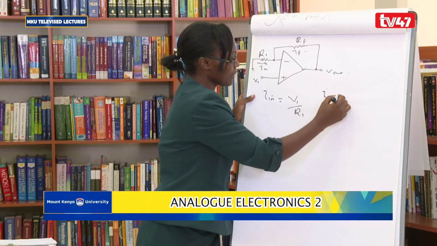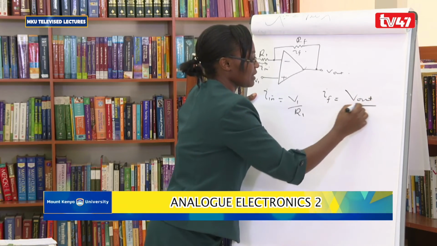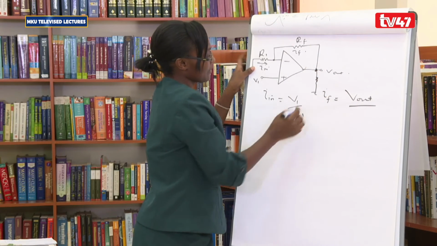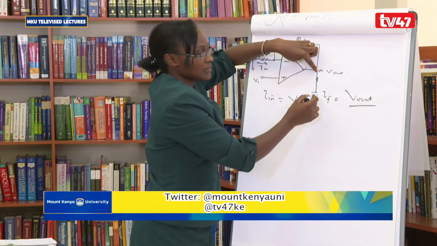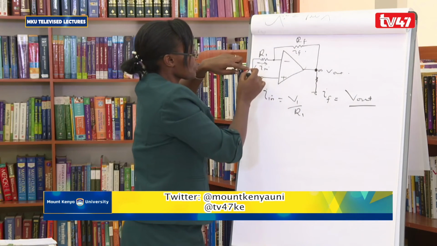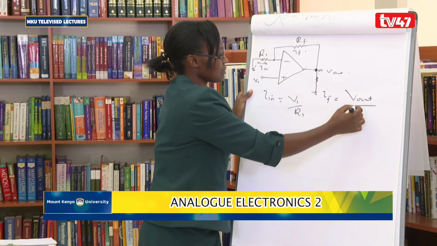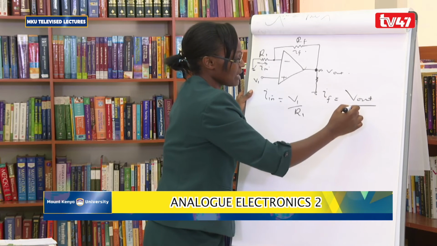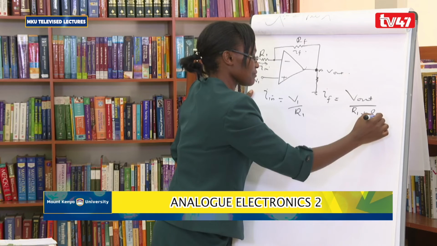IF is equal to the output voltage V out divided by, from this point, if we had a resistor there, this would be like in parallel with, from this point up to the ground here. So our IF is equal to V out over R1 plus RF.